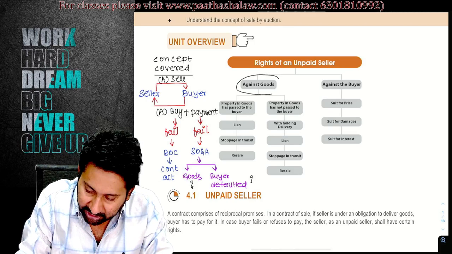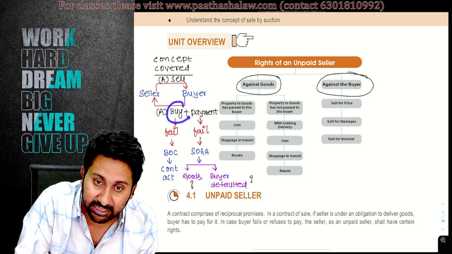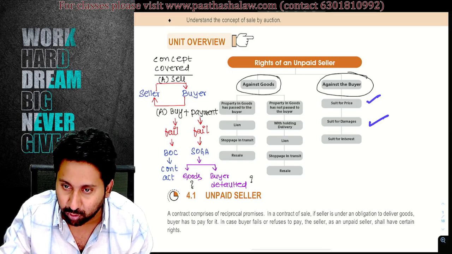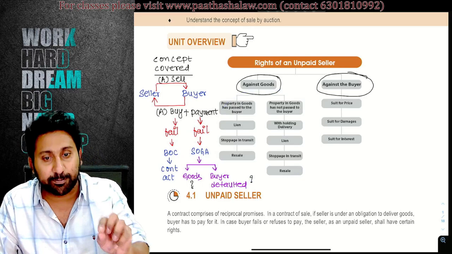Against the goods, what are my rights? Against the buyer, what are my rights? Against the buyer for not buying, it is governed by the Contract Act directly. The same will be replicated again in this chapter. That's why suit for the price, suit for damages, suit for interest, etc. All these things are similar to the Contract Act. But these are absolutely exclusive points which we have to read in this particular chapter.